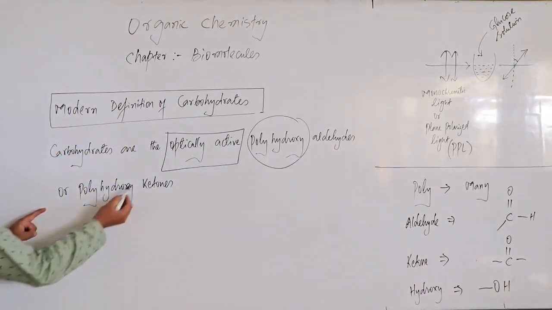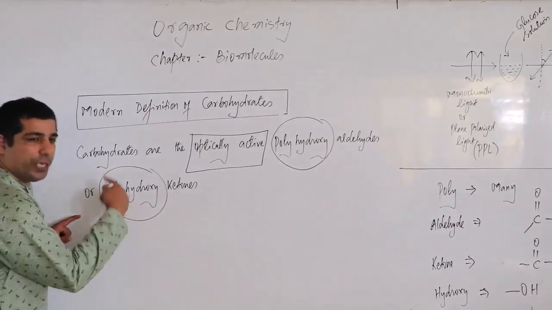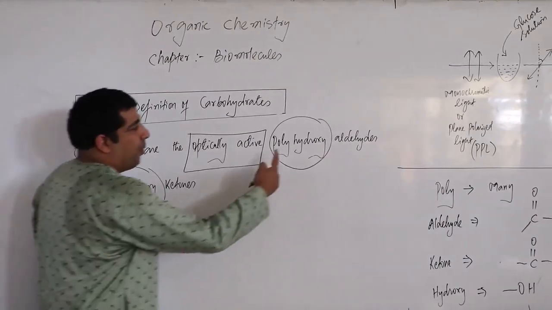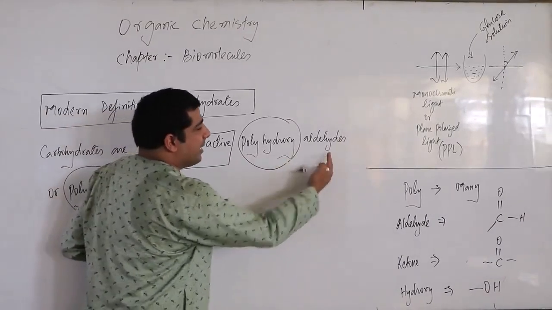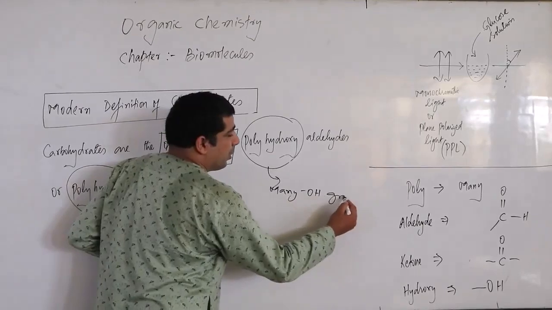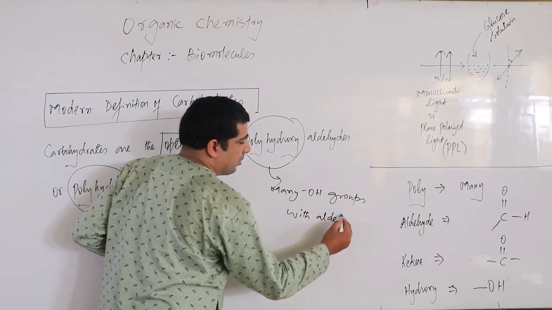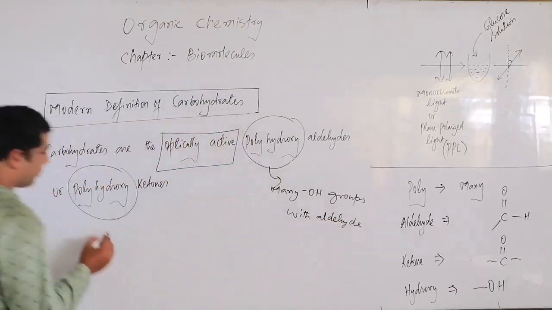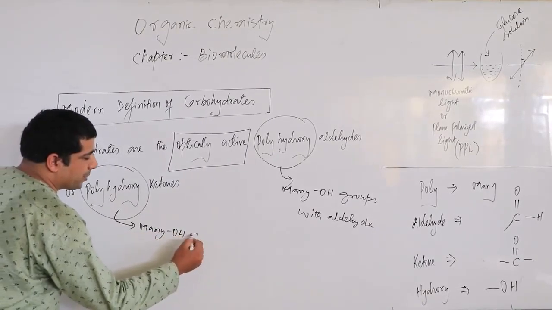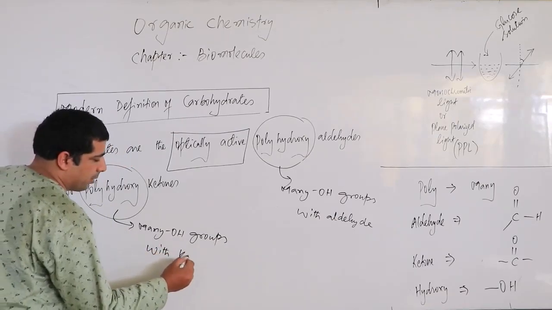Or you can say polyhydroxy ketones. Poly means many and hydroxy means OH groups. So they should have many OH groups with ketone. Many OH groups with aldehyde. Here, many OH groups with ketone.